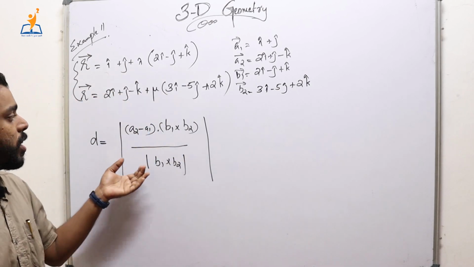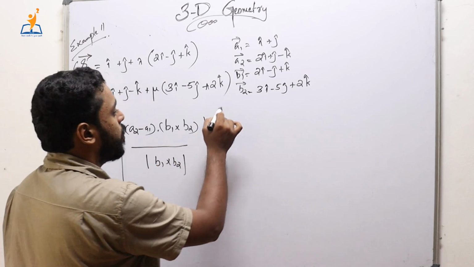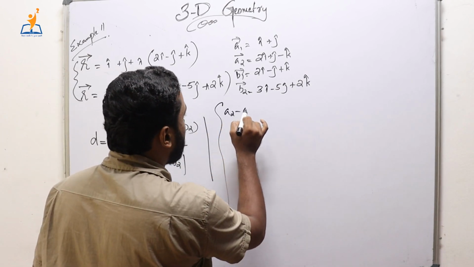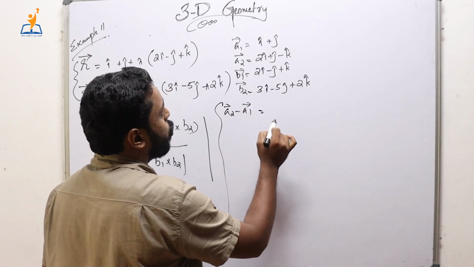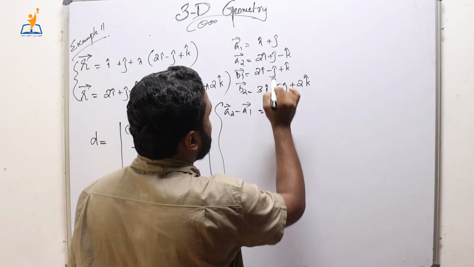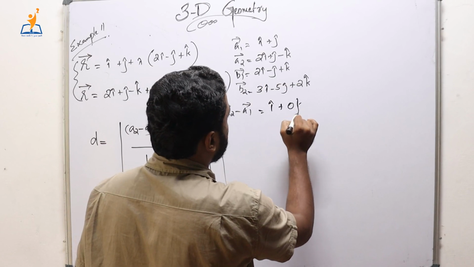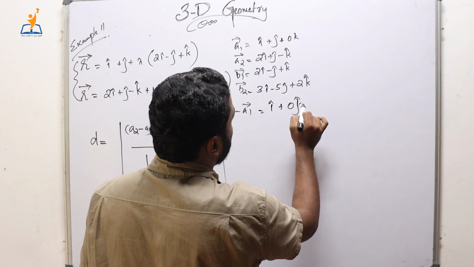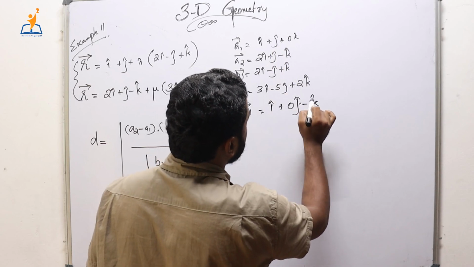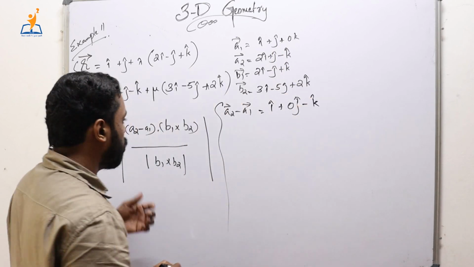Now the shortest distance can be evaluated as follows. First of all we need A2 minus A1. It is equal to 2 minus 1 is I cap, J minus J is 0 J cap, and minus K, here we have 0 K cap only, so minus 1 K cap. So this is our A2 minus A1.